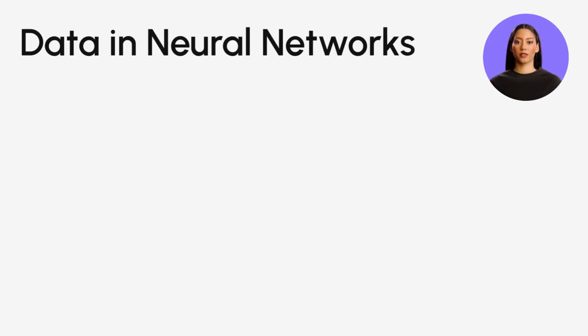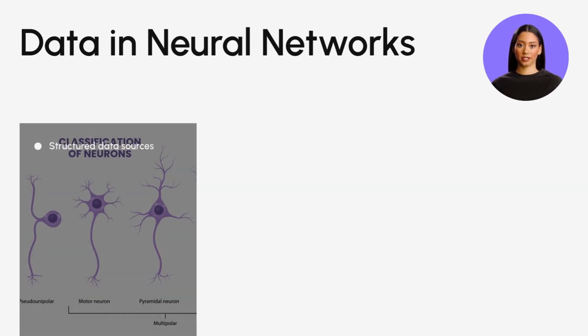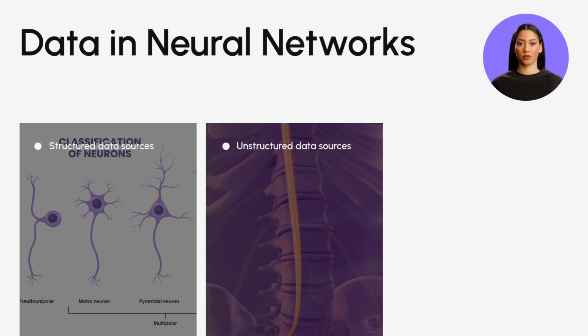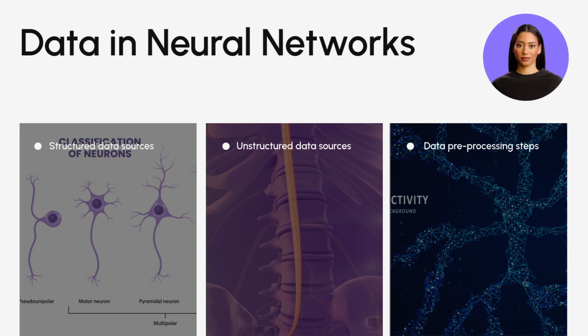Data is the backbone of neural networks. Collect structured or unstructured data from various sources. Pre-process by normalizing features and encoding categories. Split data into training, validation, and test sets for effective learning. Proper data handling ensures robust model performance.